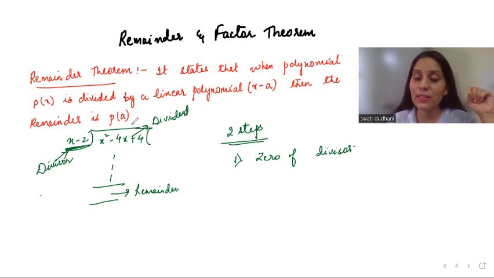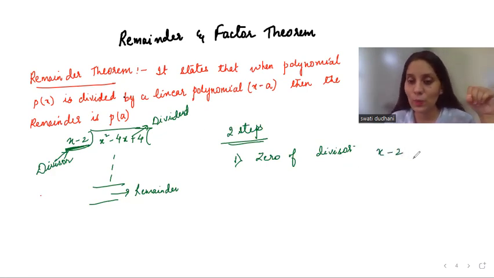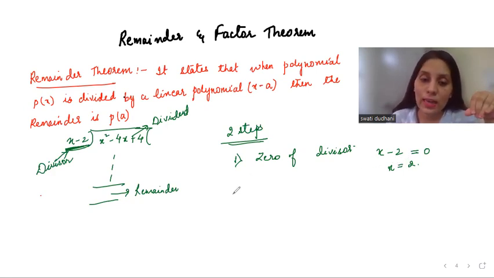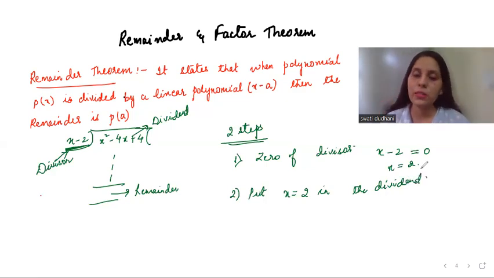Zero of the divisor: my divisor is x minus 2. I will equate this to 0 to find the zero. So then x equal to 2. I got x equal to 2, the value of x. Once you get the value of x, the second step is you need to put x equal to 2 in the dividend. These are the only 2 steps that you need to do.